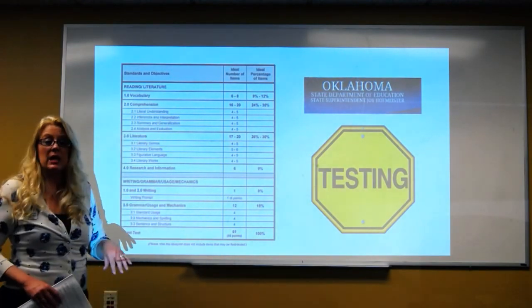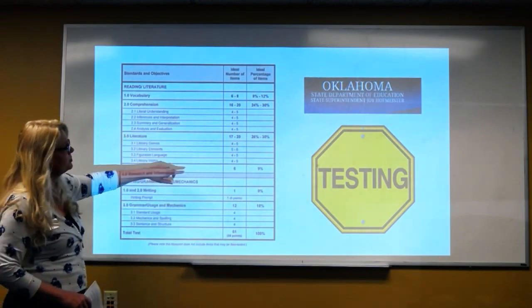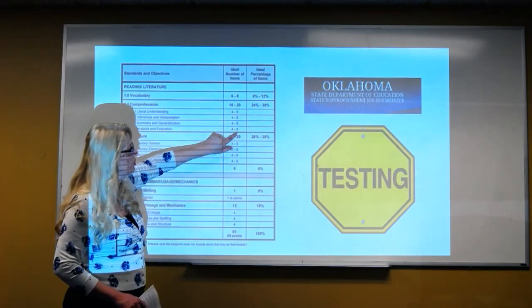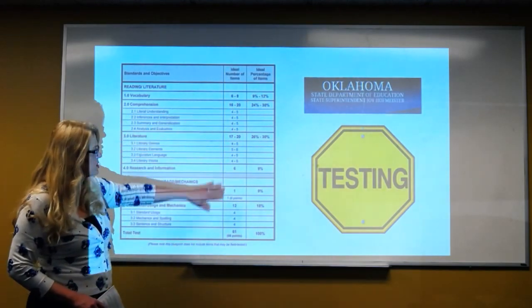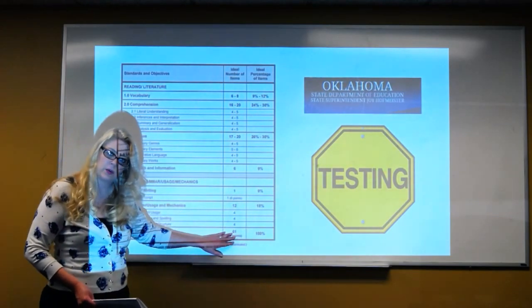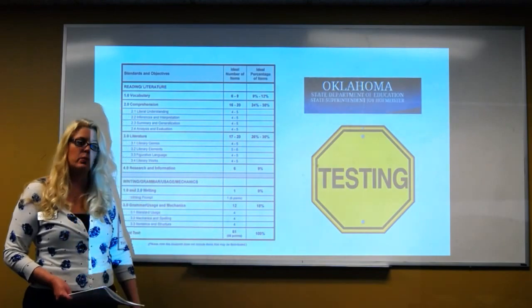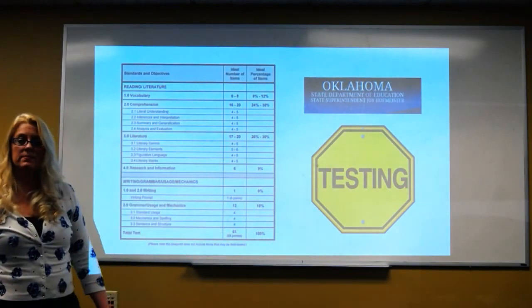The major portions of your testing is going to be on your comprehension and on your literature. And then it tells you the ideal number of questions for that particular subject. So you can see there's about how many questions there's going to be. It says there's going to be around 61 questions worth about 66 points. And that weight will be 100% of your testing score.